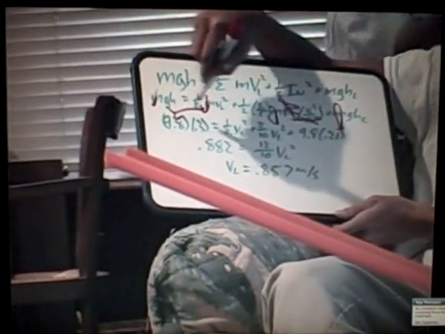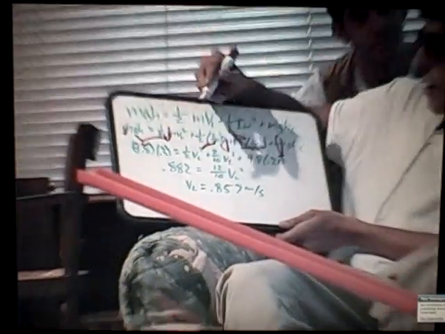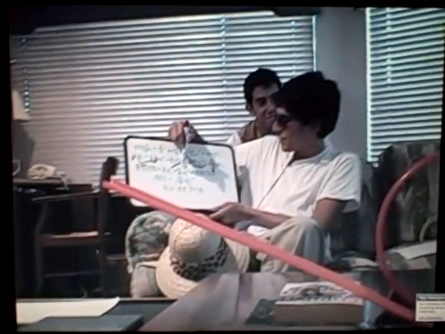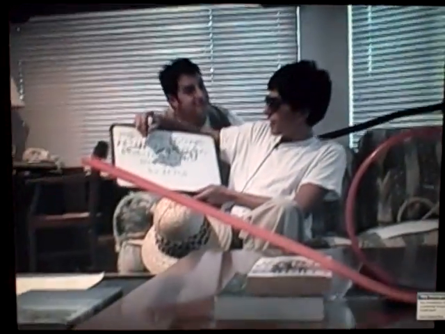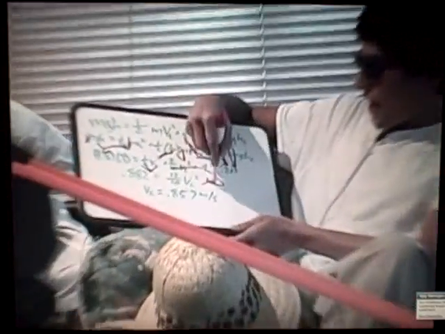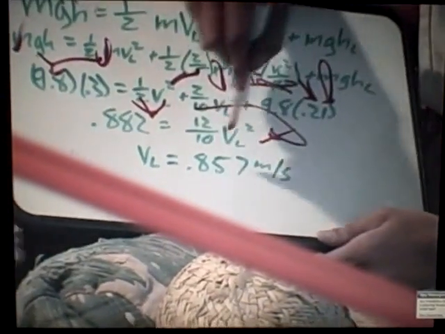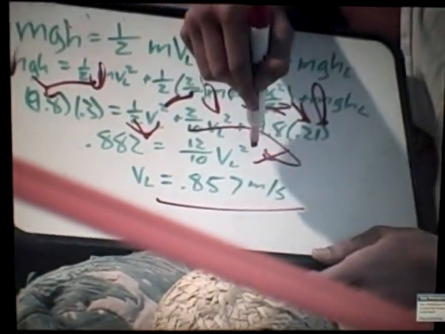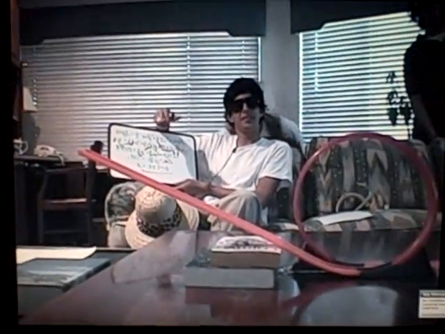We have 9.8 times 0.3 equals 1/2 times VL squared plus 2/10 VL squared plus 9.8 times 0.21. When we add all that together, we get 0.82 equals 12 over 10 VL squared. VL equals 0.857 meters per second. And that is tremendous.